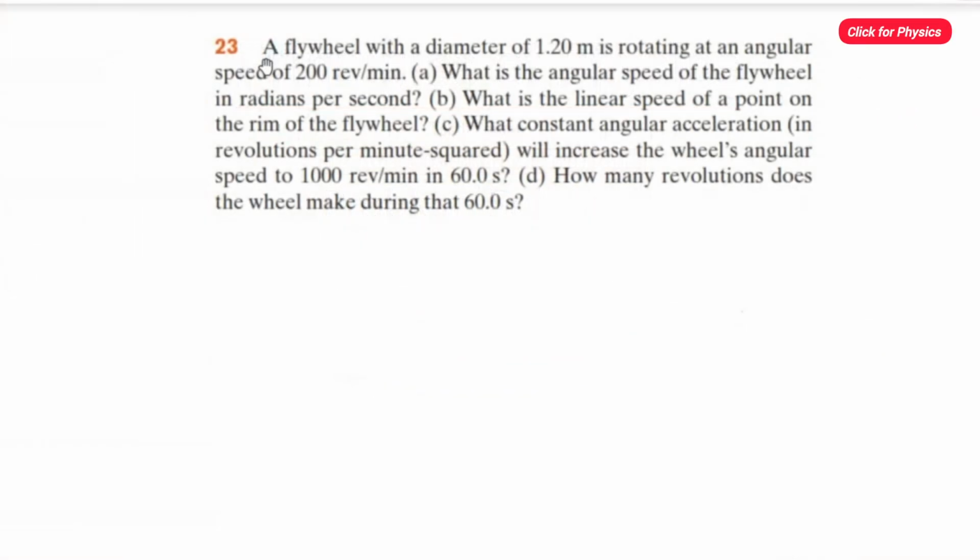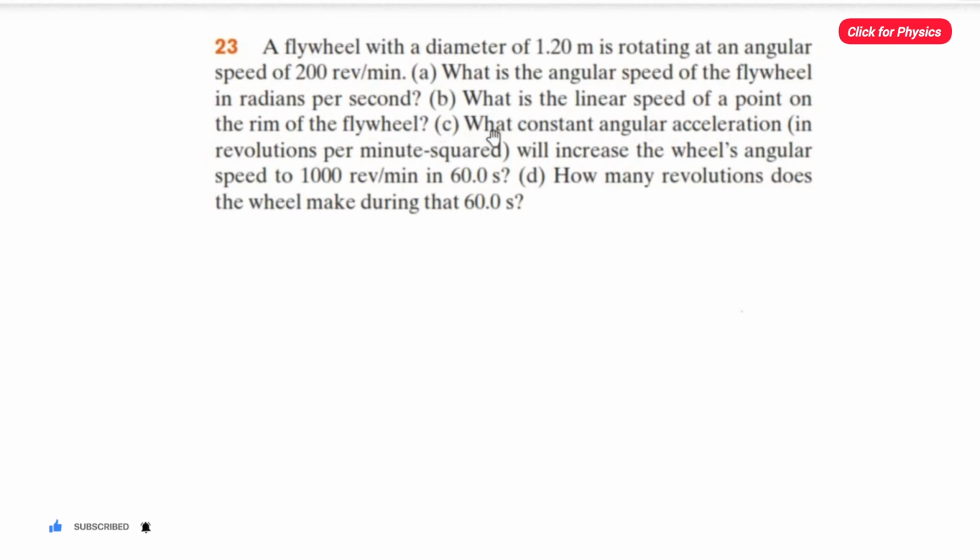Problem number 23. A flywheel with a diameter of 1.2 meter is rotating at an angular speed of 200 revolution per minute. Here we have to answer four subdivisions. The first question is, what is the angular speed of the flywheel in radian per second? And the second question is, what is the linear speed of a point on the rim of the flywheel?